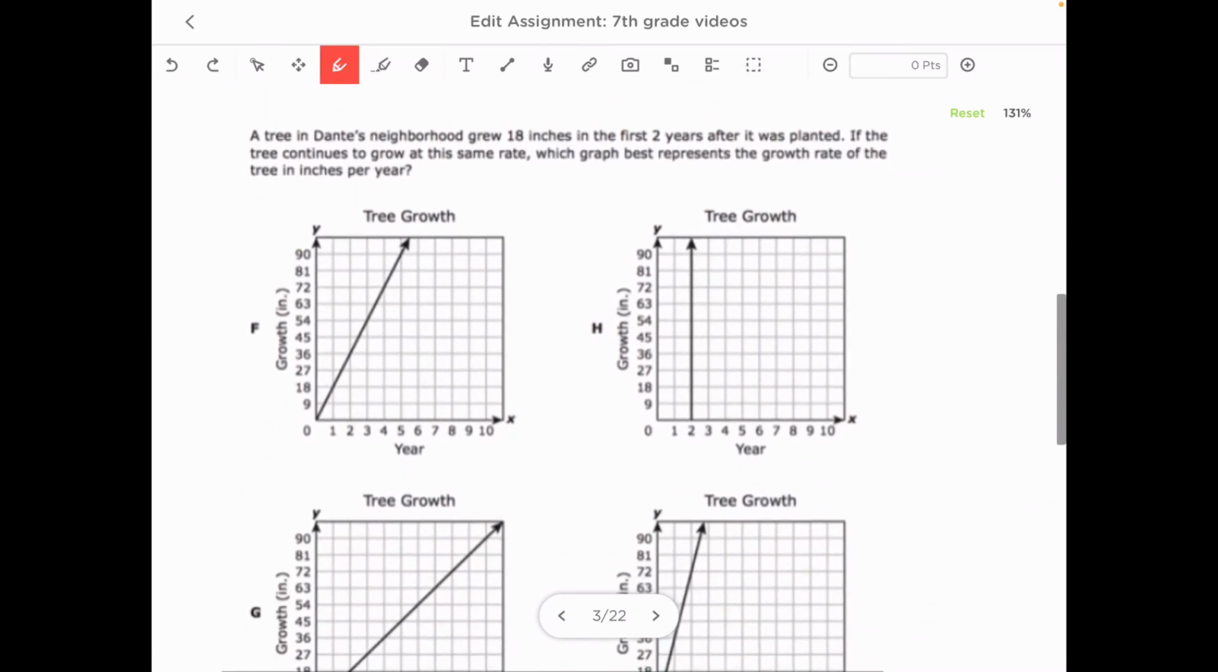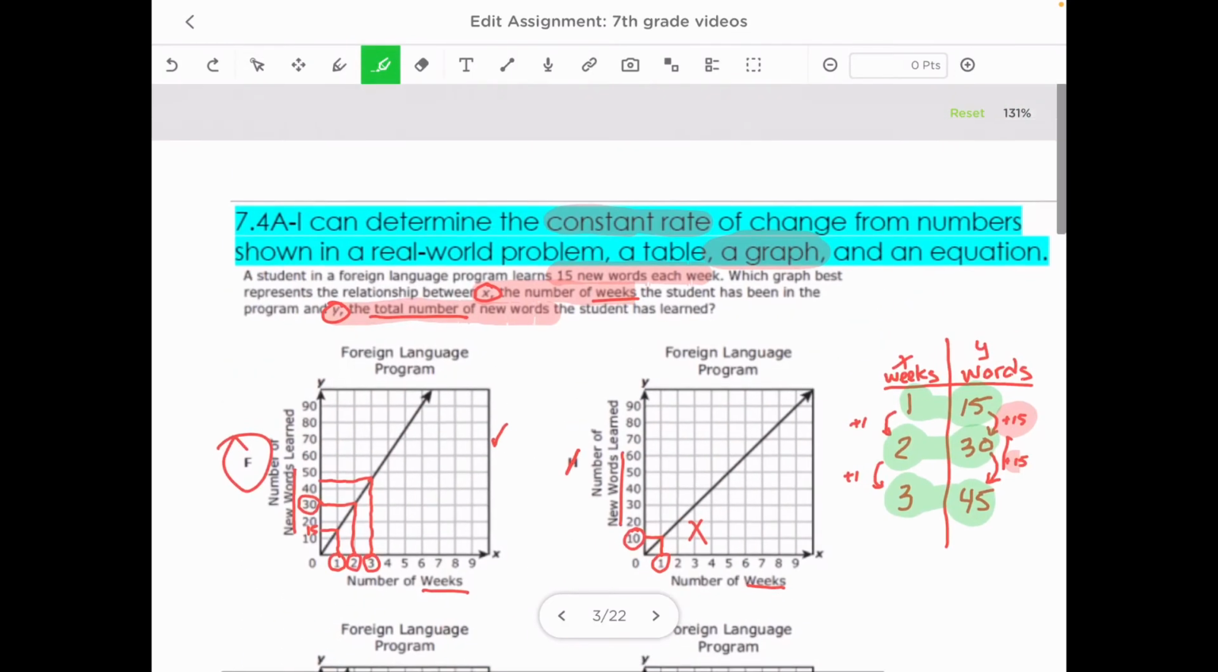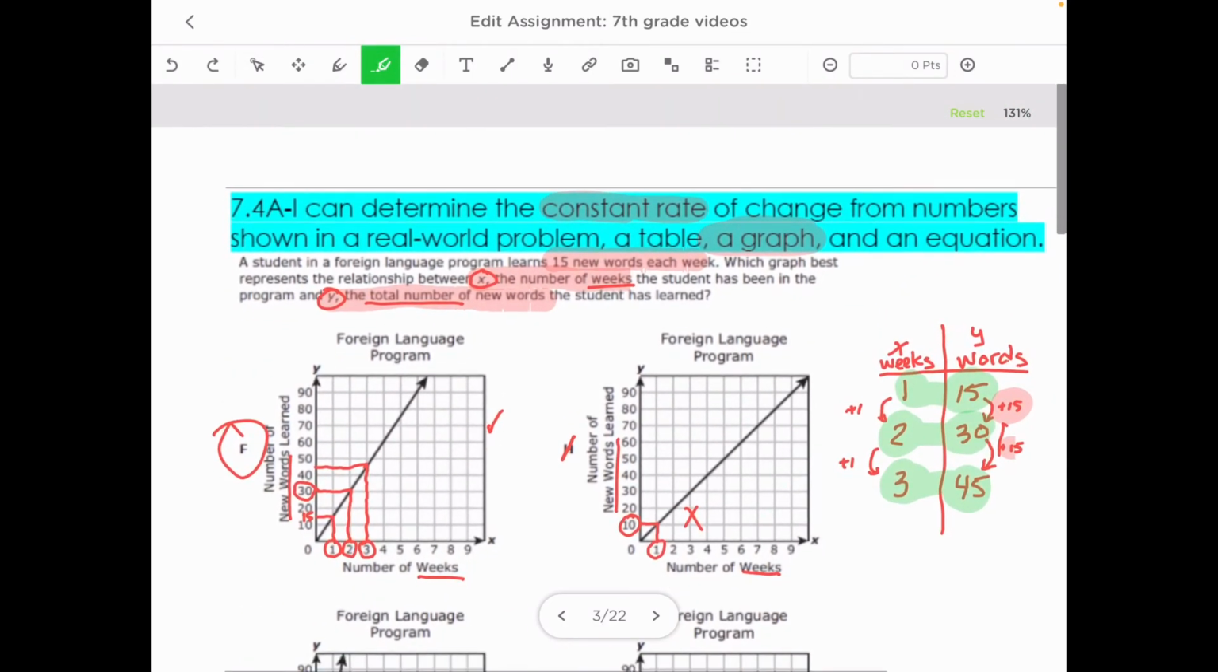This one says, a tree in Dante's neighborhood grew 18 inches in the first 2 years. So this is important. 18 inches in the first 2 years after it was planted. If the tree continues to grow at the same rate, which graph best represents the growth rate of the tree in inches per year? So in this particular problem, they didn't give us, like how they did up here, X is this and Y is that.